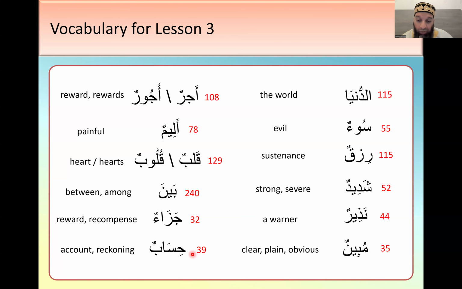Next one, hisabun. Hisabun is reckoning, account. If you have a shop and you speak Urdu, then when you're doing all the hisab at the end and seeing how many hundreds and thousands you've made, you do the hisab, right? Account. Hisabun, reckoning.